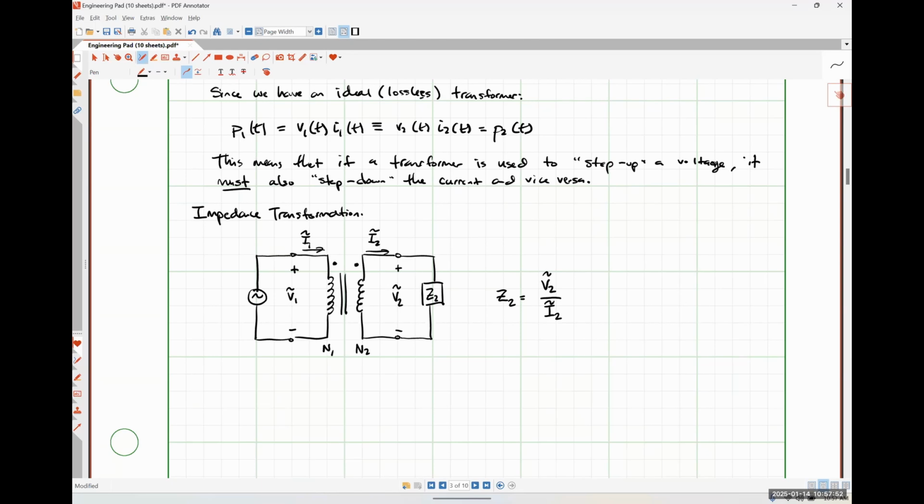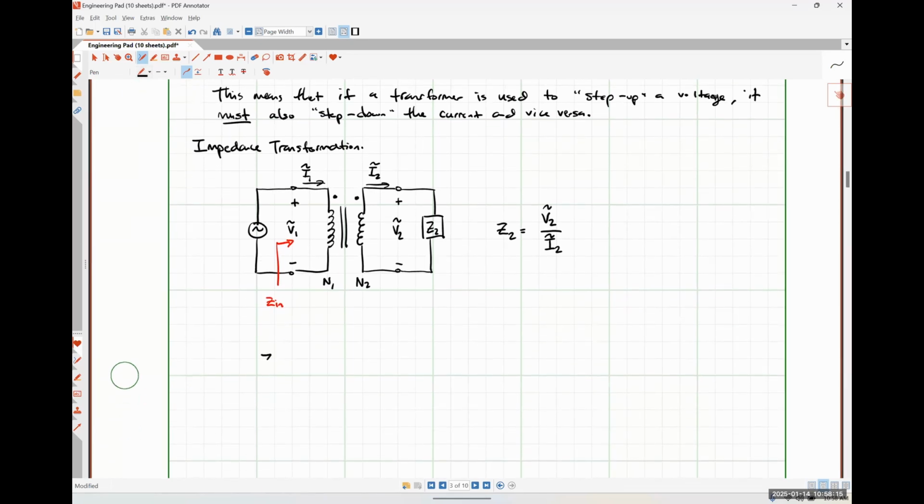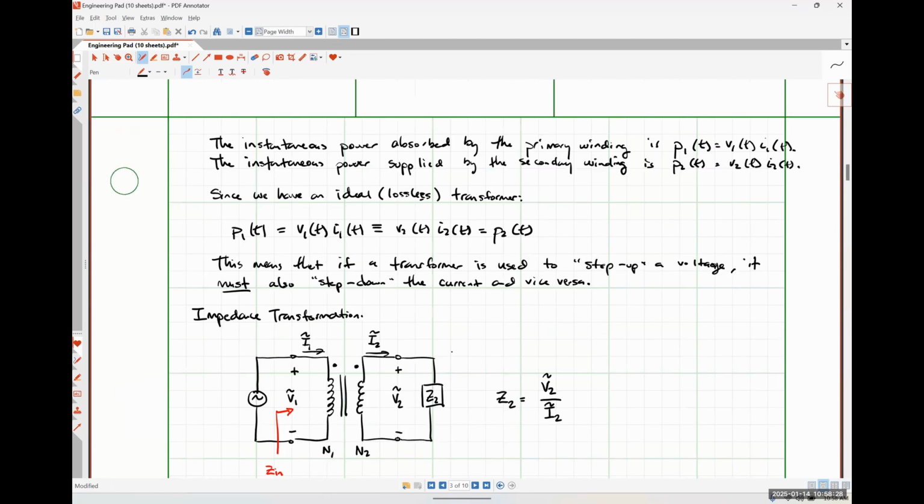So if I wanted to find the impedance seen looking into my primary windings, if I look into those terminals and I try to find my input impedance Zin, that impedance Zin would, by definition, simply be equal to V1 over I1. But let's look up here really quickly, right?